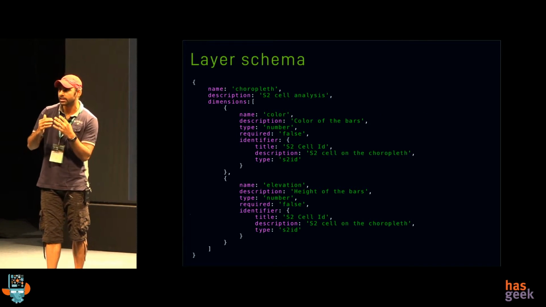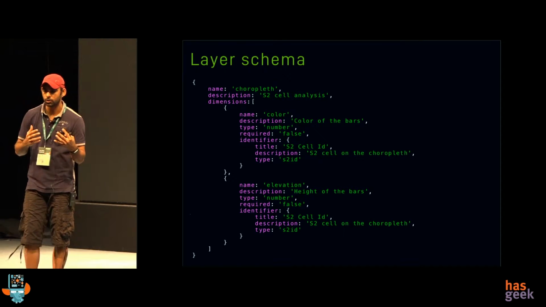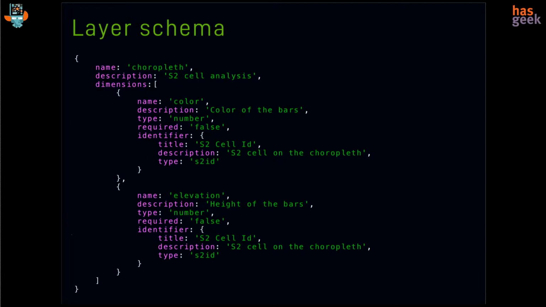Both these are defined as JSON schemas. If you look at the schema of the layer, it defines everything that layer is built upon and how it will behave. The entire information is captured in a JSON schema. In this particular example, we are talking about the layer schema of the choropleth. It talks about the name, and the description, that it is for doing S2 cells analysis. And then it talks about the dimensions.